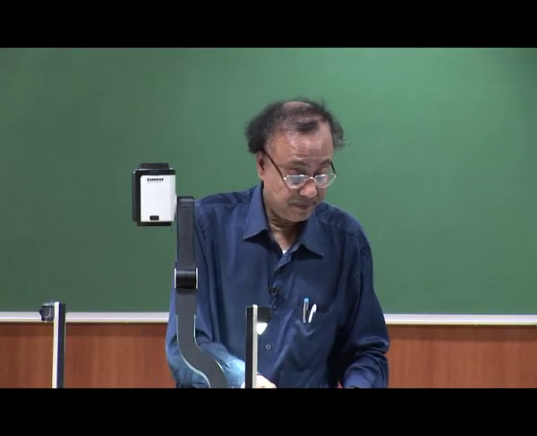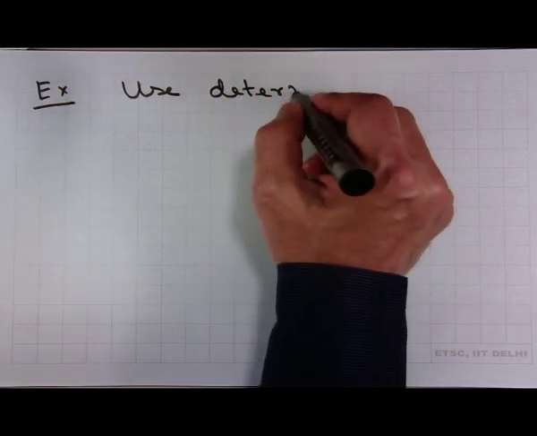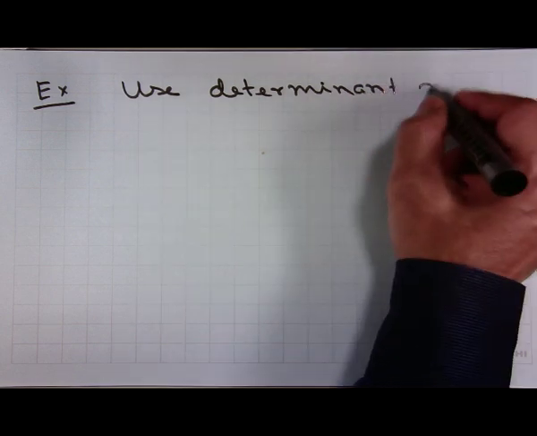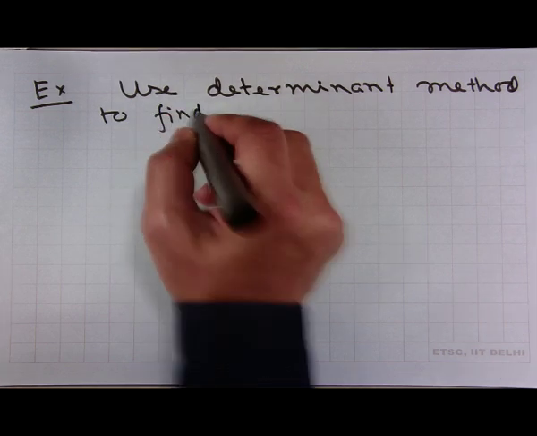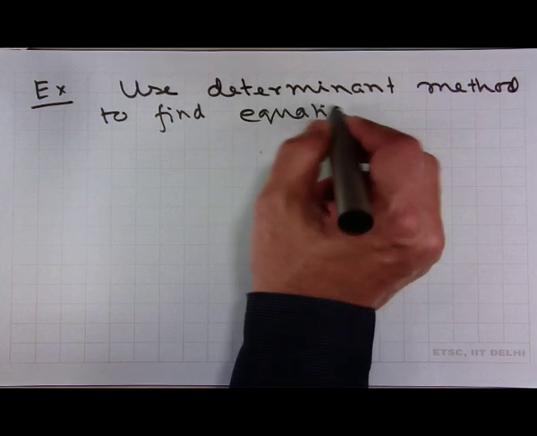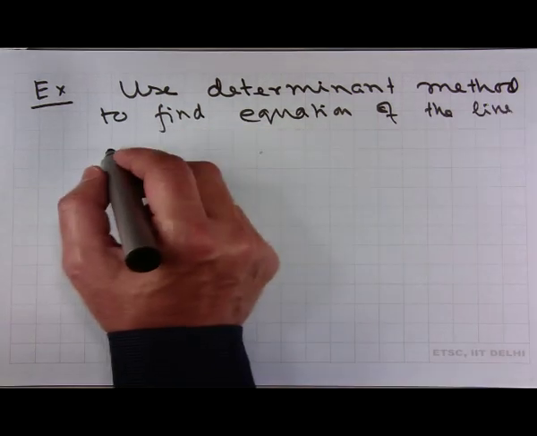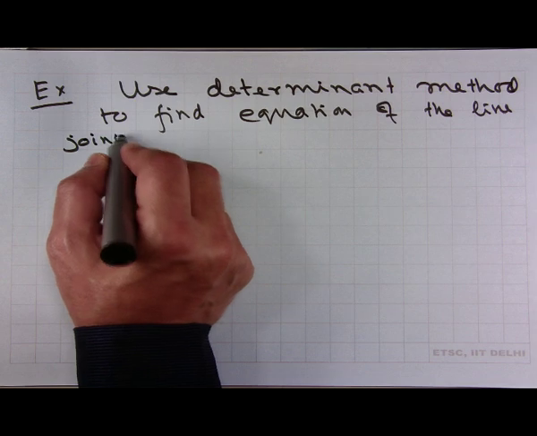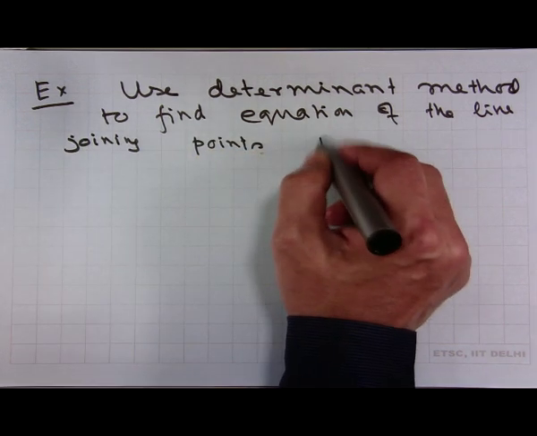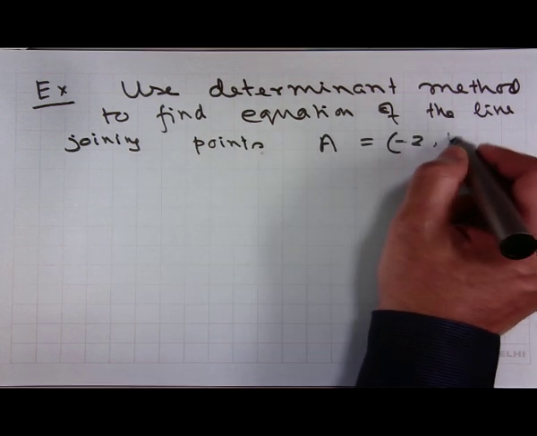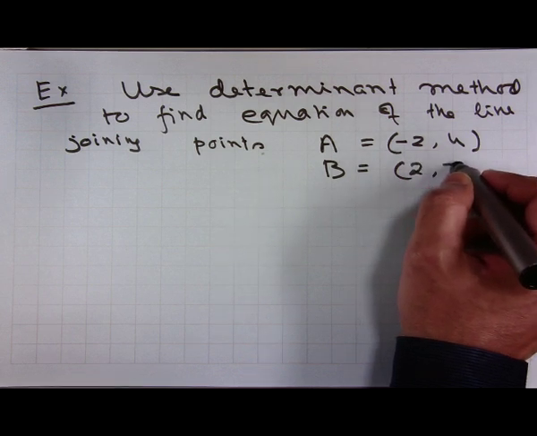Another example: use the determinant method to find the equation of the line joining points A is equal to (minus 2, 4) and B is equal to (2, minus 6).